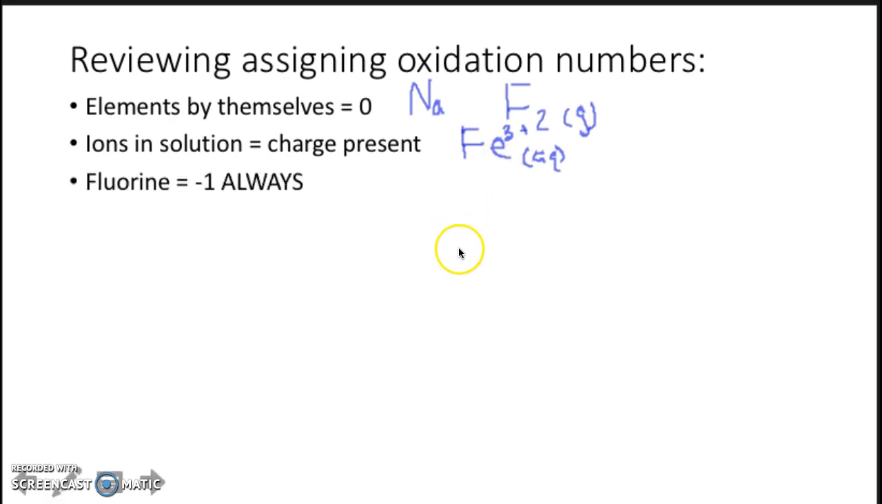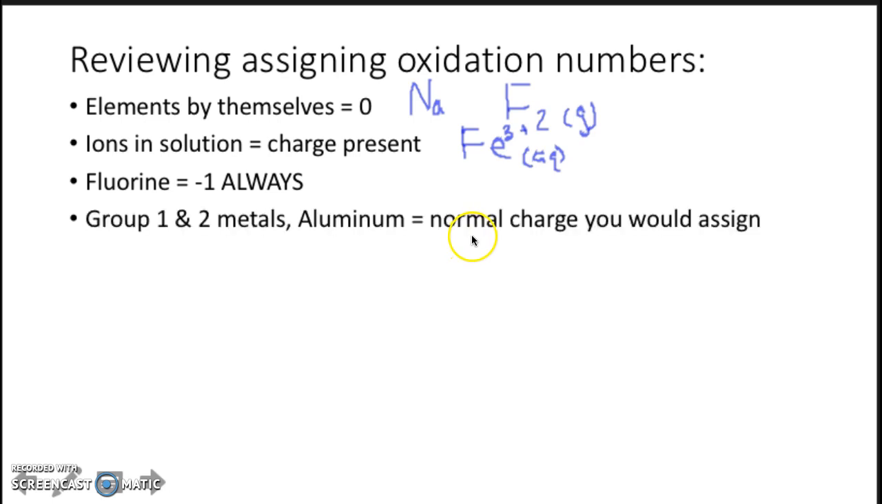Fluorine is going to be a -1 always in any compound. It's always going to take a -1, whether it's an ionic or a molecular compound. Those group 1 and 2 metals or aluminum, if they're in a compound, you are normally going to give them the charge that they're going to take anyway. So sodium is always going to be a +1, and aluminum is always going to be a +3, and that's going to make those much easier. It's only the transition metals that you have to worry about that can sometimes be different things.